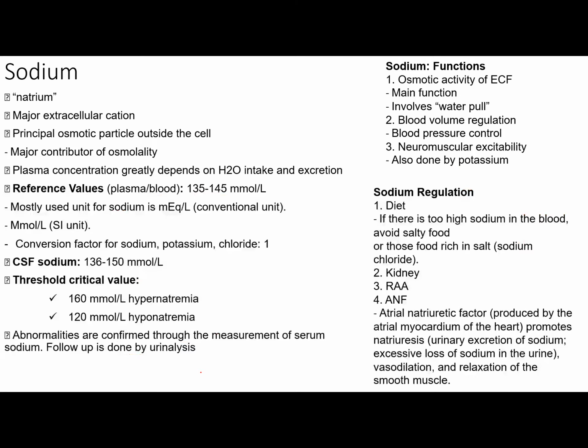Now let's tackle the first type of electrolyte, class, one of the most important, your sodium. Your sodium, class, is also known as your natrium. Now this is the major extracellular cation. When you say extracellular, from the word extra, outside, then we have cellular, outside the cell. Since this is a cation, this is a positive ion. So when you write sodium, Na+. This is a positive ion, the major positive ion found outside the cell. Now, it is the principal osmotic particle outside the cell.